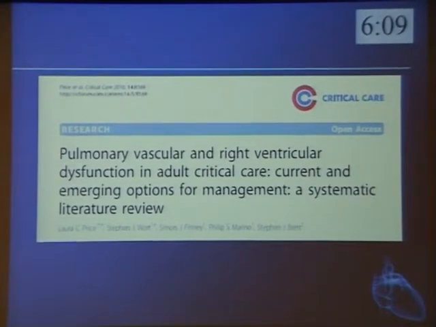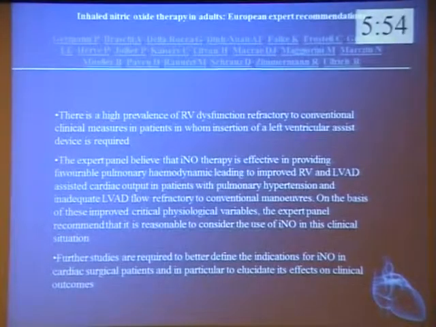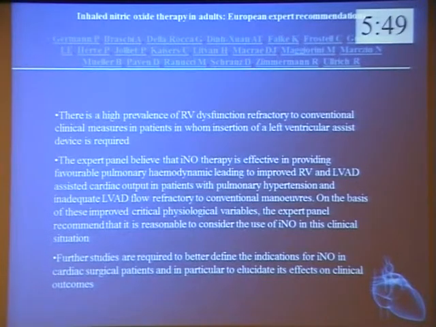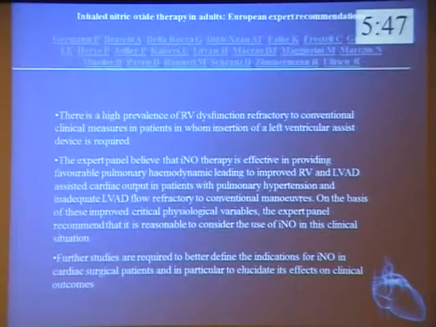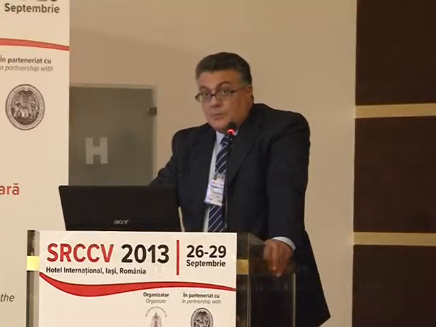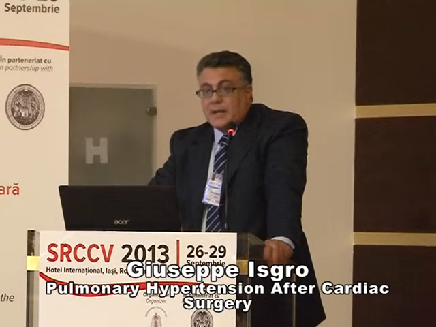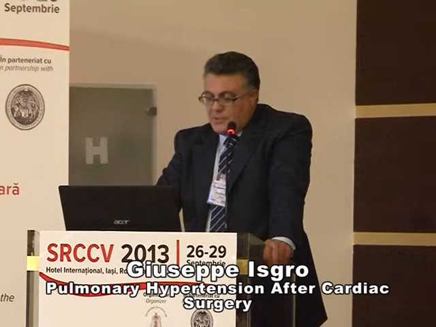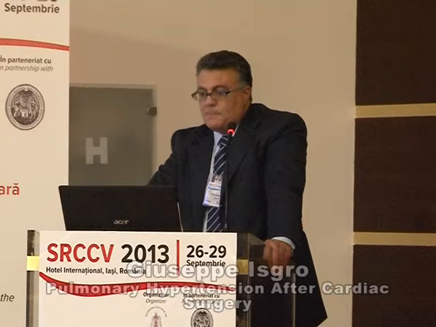Not only in pediatrics, but also in adults, there is emerging good literature for treating with those kinds of drugs, also for treating these patients with nitric oxide, especially for right ventricle dysfunction. And again, as in the pediatric population, also for adults there was a meeting between experts that recommended the use of nitric oxide in those patients.